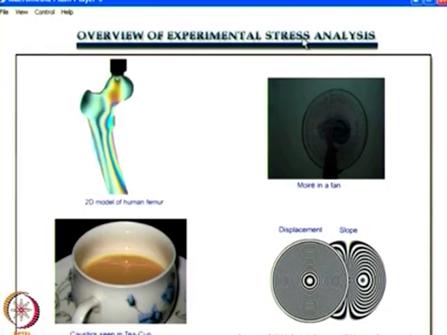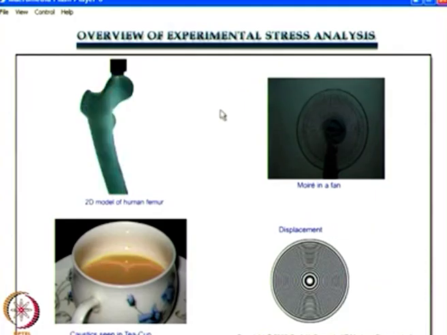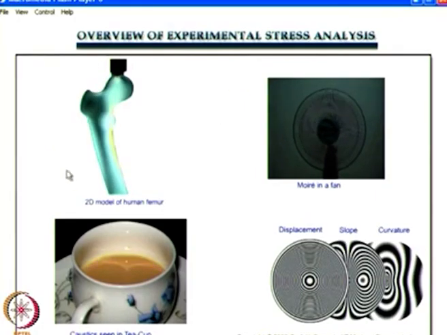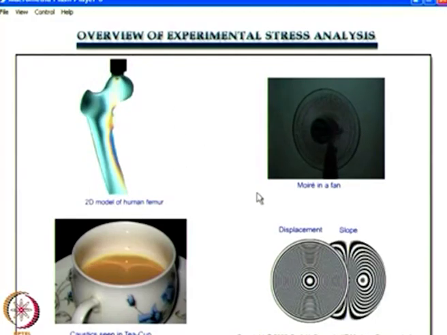We come to the concluding part of our discussion on overview of experimental stress analysis, and this slide was shown at the beginning of this chapter. Now, you must be a lot more familiar with identifying the various techniques that are depicted in this slide.